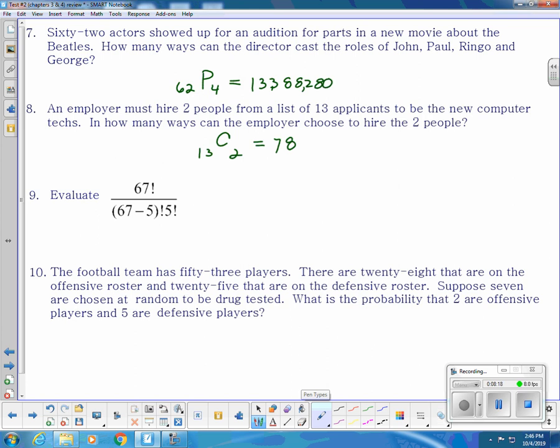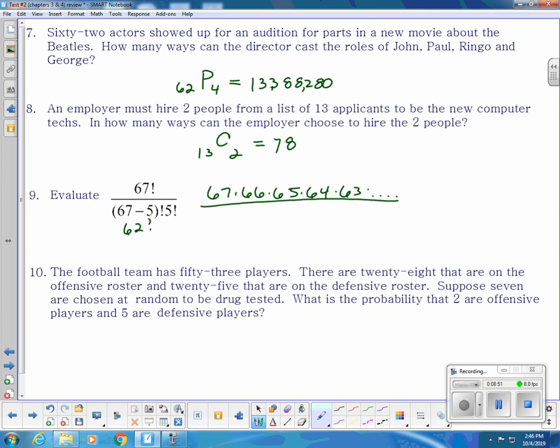Now number 9. You have to be able to do this without the calculator. Without the one I'm going to give you, it's going to overflow your calculator. Okay? So you have to solve it by reducing factorials. So the numerator here is 67 times 66. This is what factorial means. And we could do this all day long. The denominator, first of all, 67 minus 65 is 62 factorial.